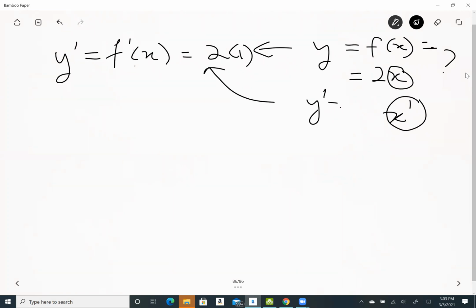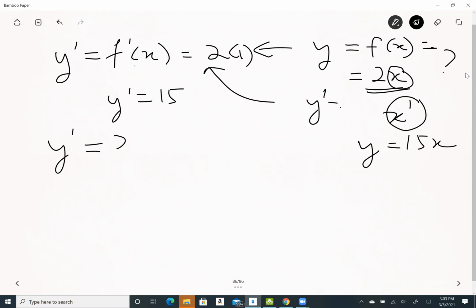In other words, y will be 2x. Similarly, if I have y prime equal to 15, the x must be to the power of 1. So therefore, y is 15x. All right. Now, let's say you got y prime is equal to 2x.